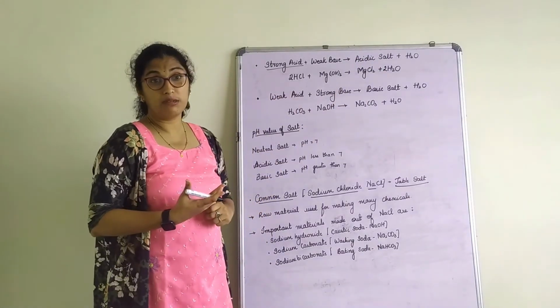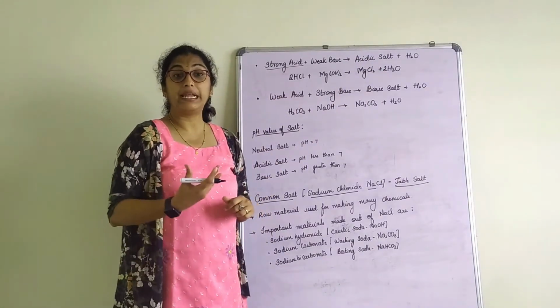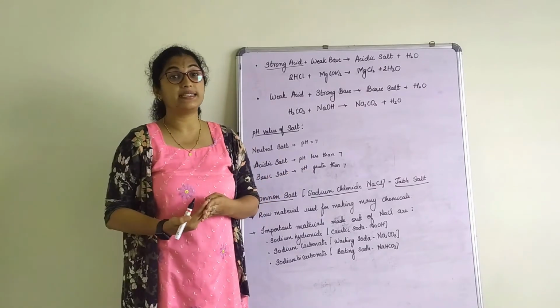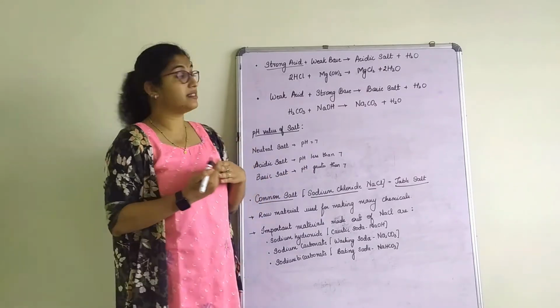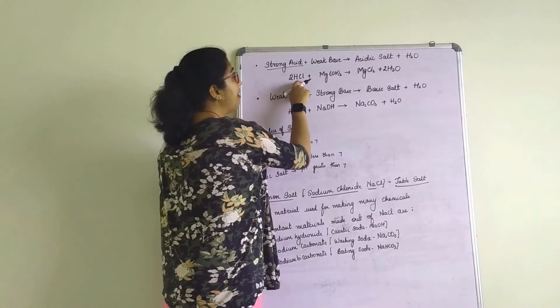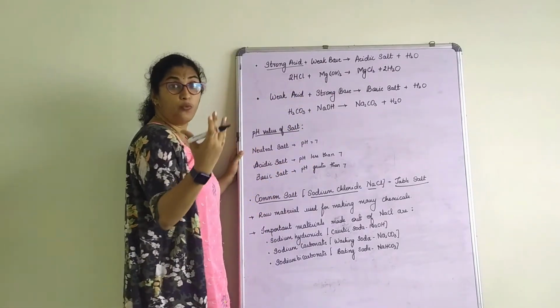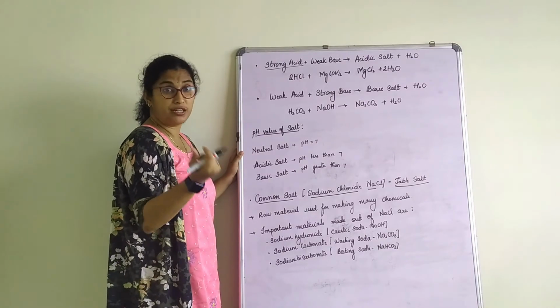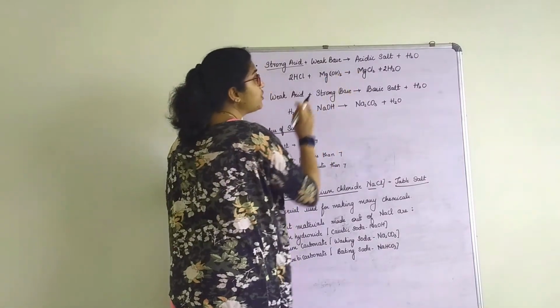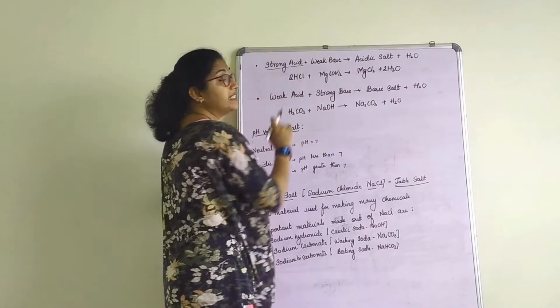Now acidic salt means what? The salt obtained here has a pH less than 7, correct? It is acidic. An example can be hydrochloric acid plus magnesium hydroxide, which is a weak base, where we use that as milk of magnesia, what I had told you. It will give you magnesium chloride and water.